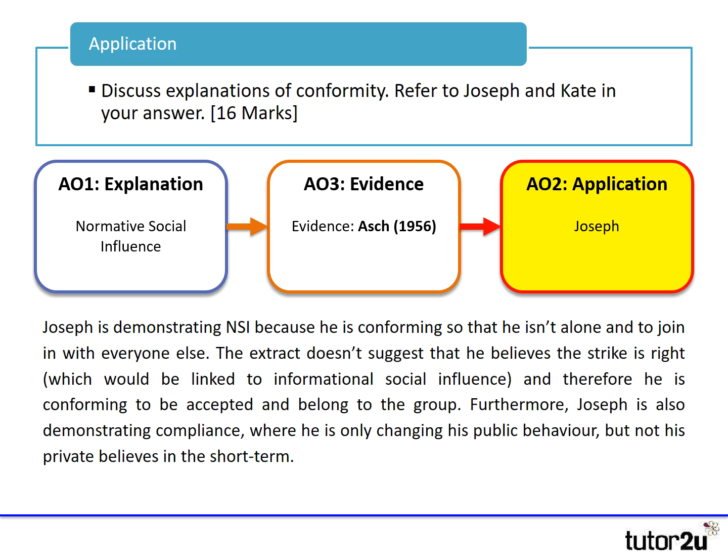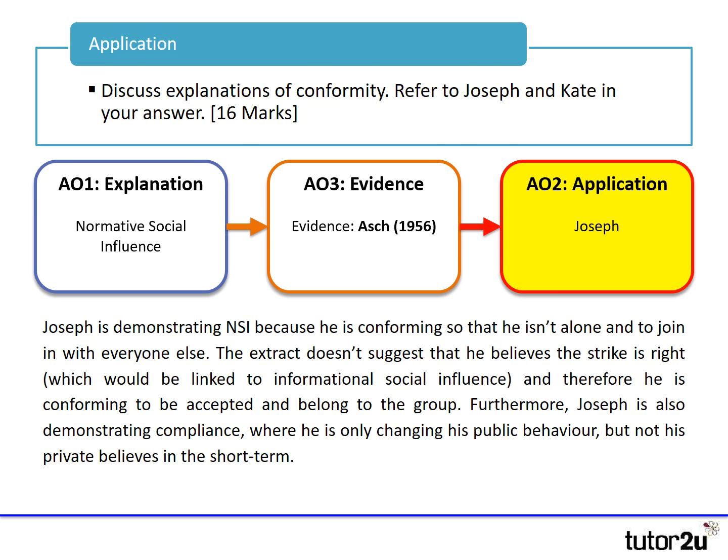Joseph is demonstrating normative social influence because he's conforming so that he isn't alone and to join in with everyone else. The extract doesn't suggest he believes that the strike is right, which would be informational social influence, and therefore he's conforming to be accepted and belong to the group. Furthermore, he's also demonstrating compliance because he's only changing his public behaviour but not his private beliefs.